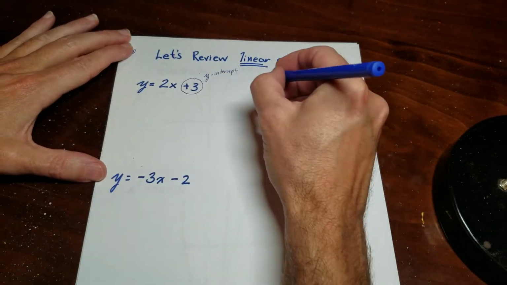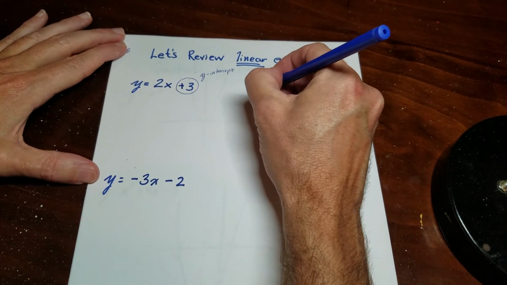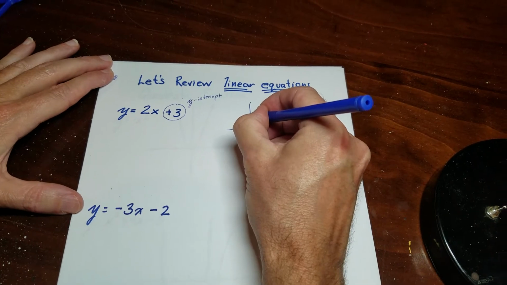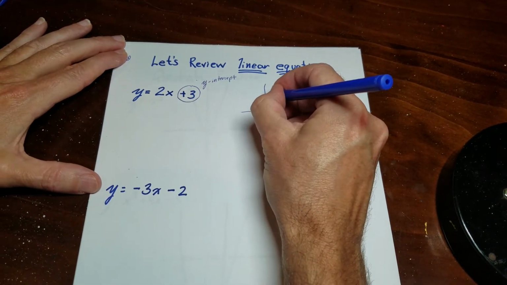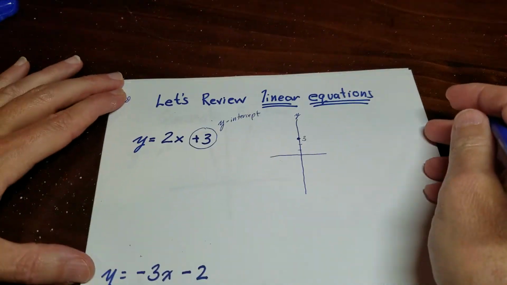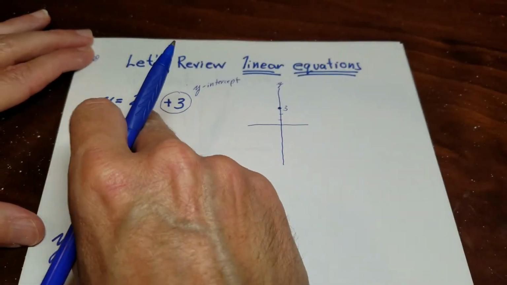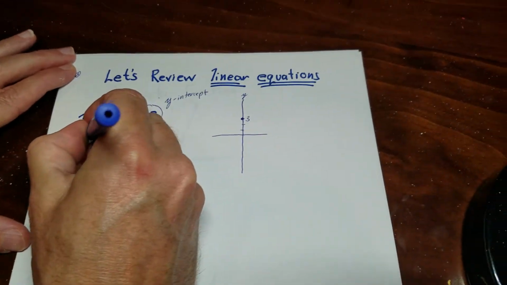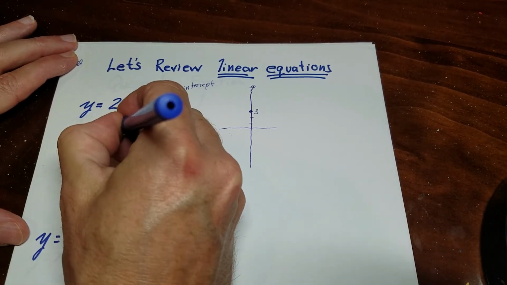And if this is the y-intercept, what that means is that if we have a graph, the line is going to go through the 3. That's what a y-intercept is. It's where the line is going to intersect the y-axis. And then if we want to find the x-intercept, you make y equal to 0. So you end up with an equation like this.